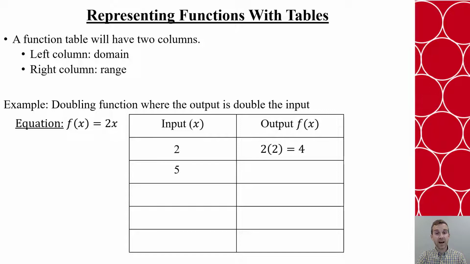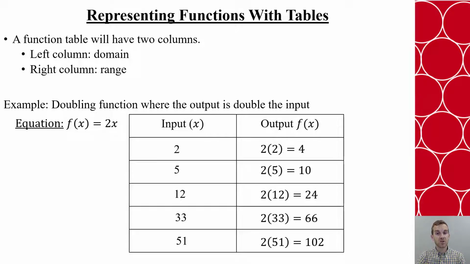If we chose 5, that would be 2 times 5, which would provide an output of 10. If the input had been 12, that would be 2 times 12, which puts an output of 24. If it had been 33, 2 times 33 would have created 66. If it had been 51, that would have been 2 times 51, which is 102. Because there's no restrictions given for the domain, we could choose any value for that input and create its corresponding output in this table.